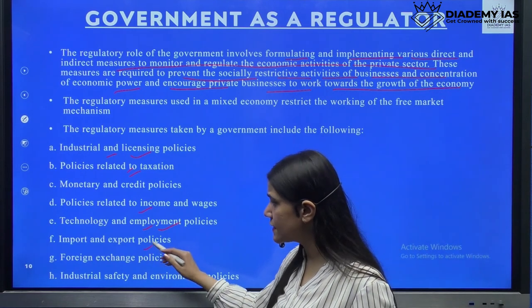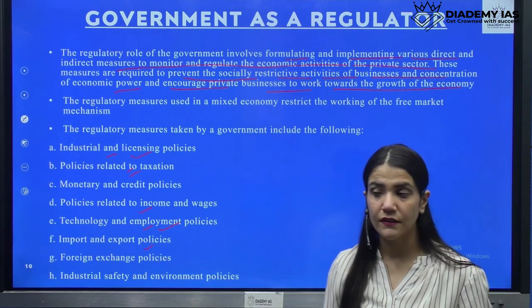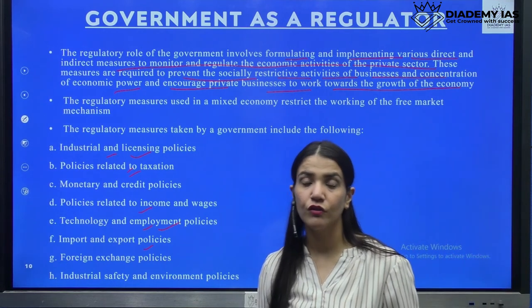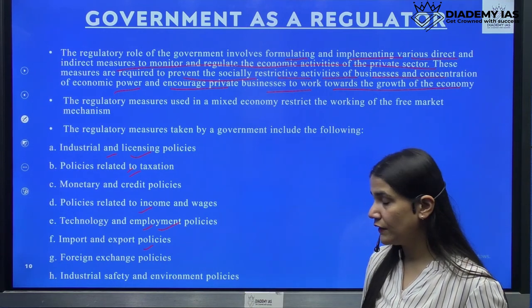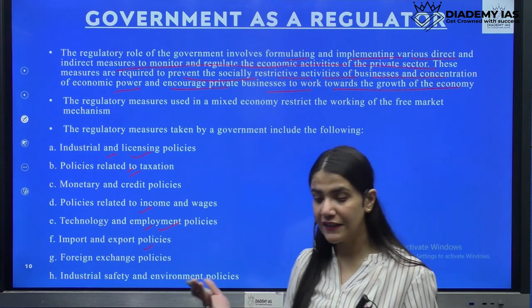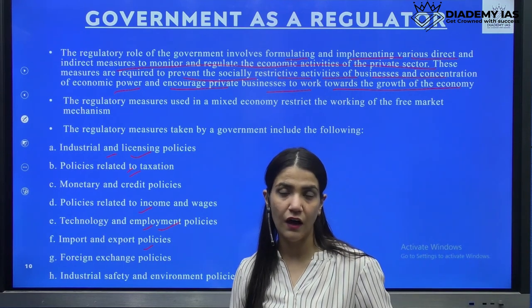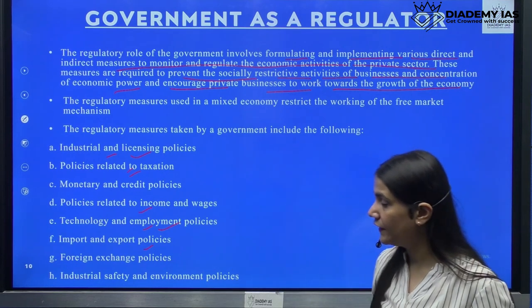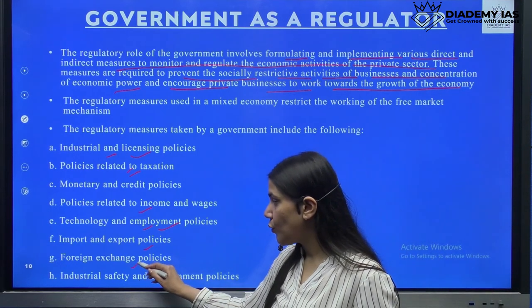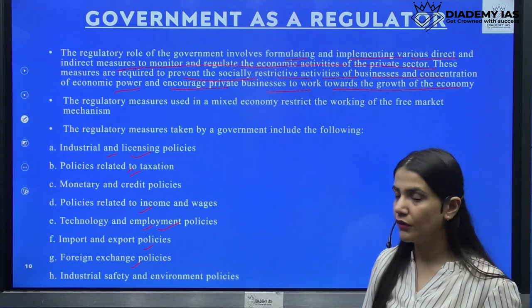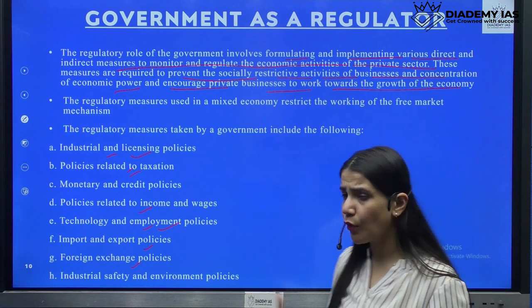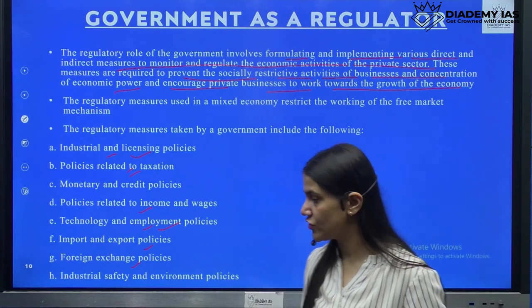Import and export policies. What are the various schemes in consideration of foreign direct investment or foreign trade that are going to be there? And it also depends upon the relation that our country has with the neighboring countries, right? Then the foreign exchange policies, like I just told you, the way the entire policy of goods and services exchange is considered.